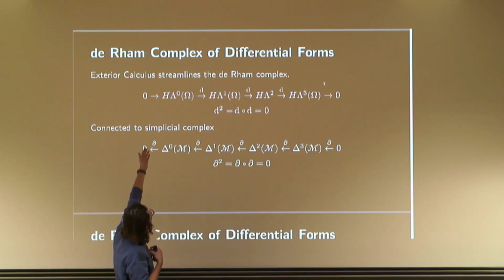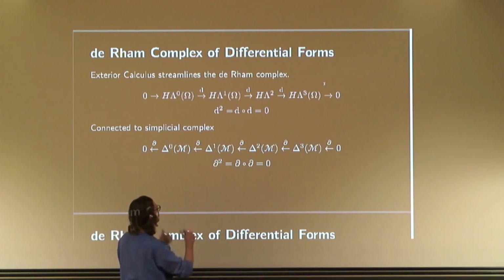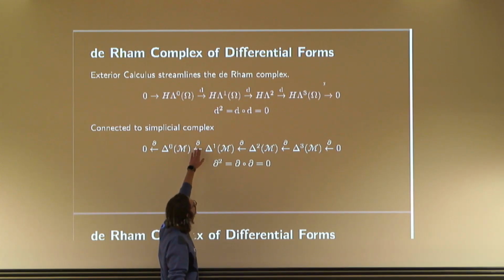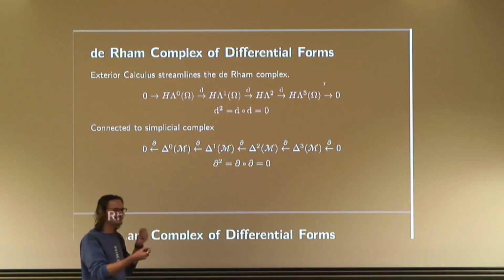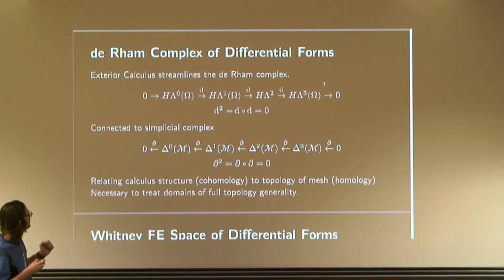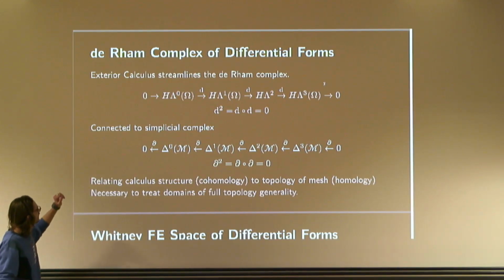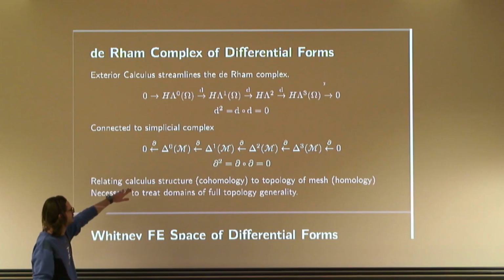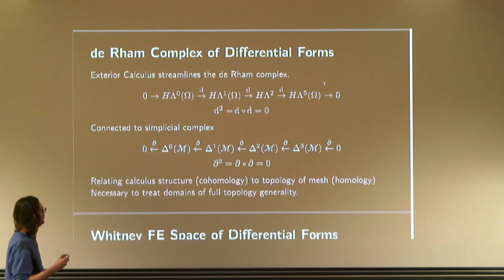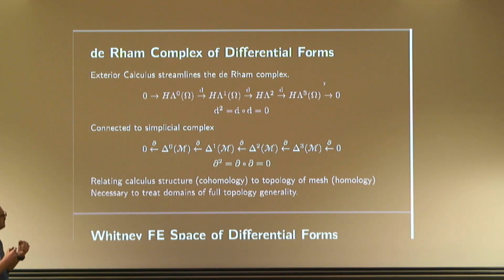And this looks very much similar to the de Rham complex. The arrows are in a different direction, the spaces mean something different, and our operators are now boundary operators and not differential operators. But this is like the dual version of each other. And really, this is a profound insight, where we have a connection between the calculus structure of our PDE, called the cohomology, and the topology of our mesh, the homology. And if we really care about this connection, we are able to correctly discretize PDEs on arbitrary topological manifolds.